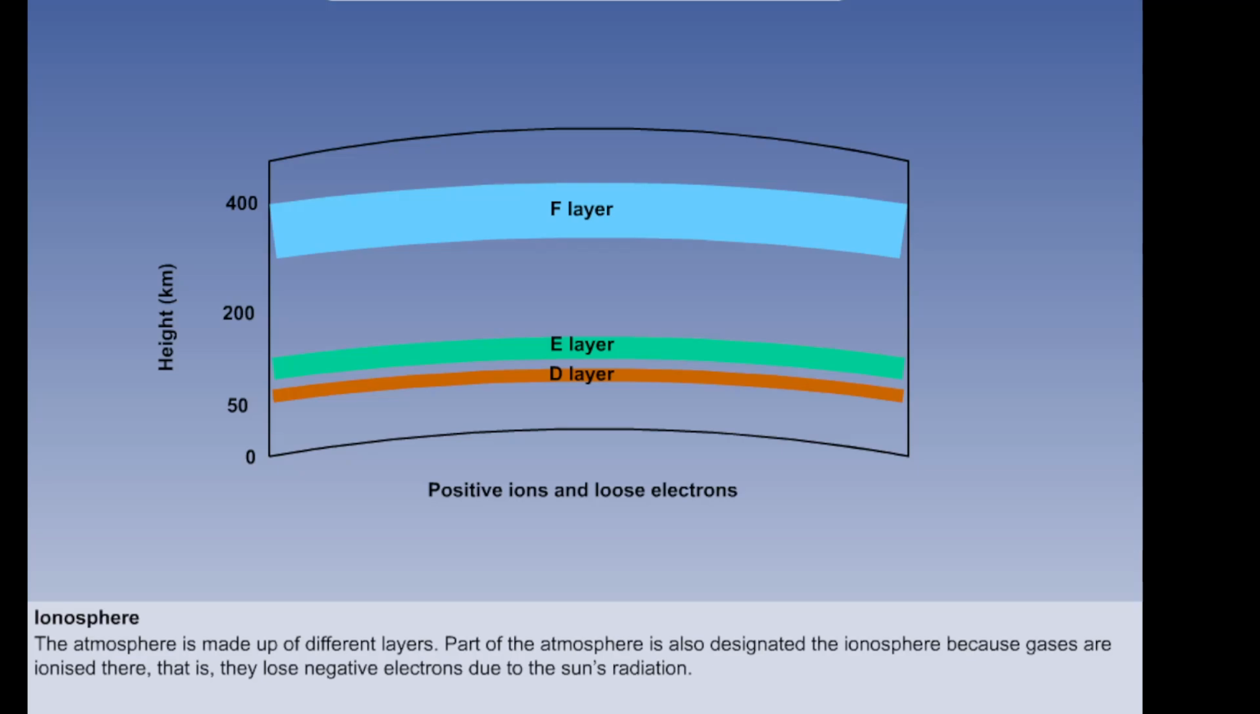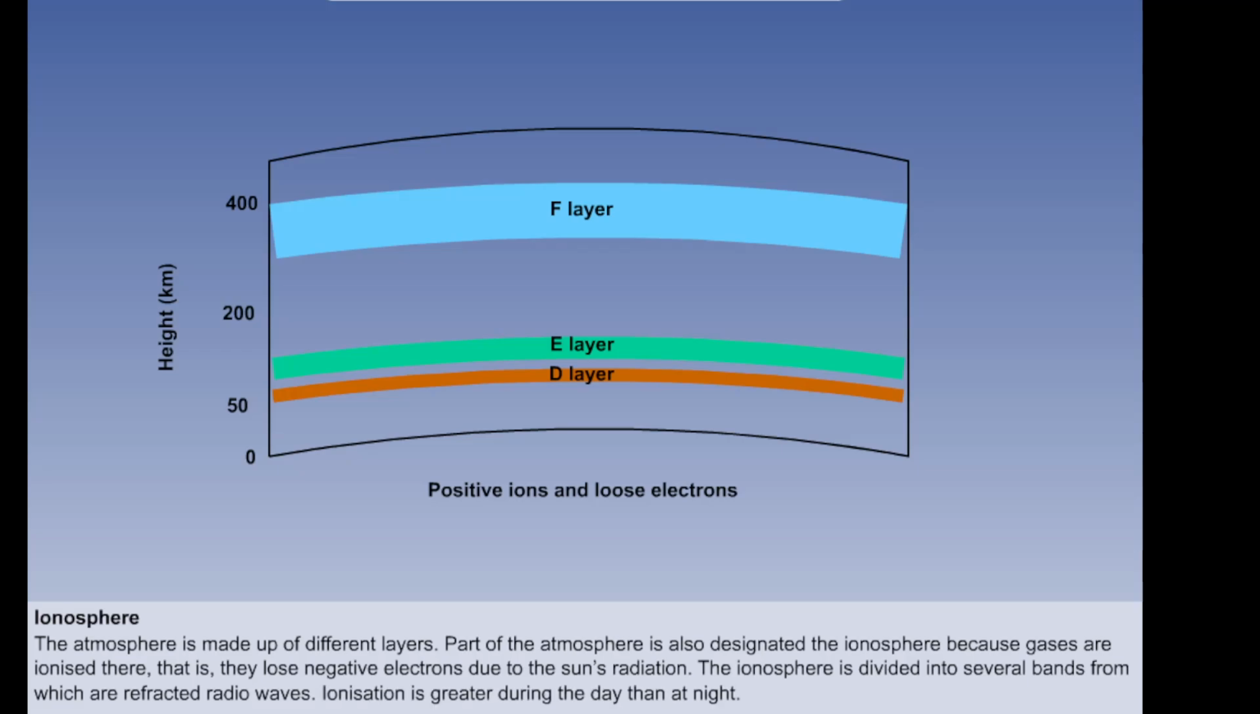Ionization is the process by which negatively charged electrons are dislodged from the outer shells of an atom by ultraviolet light from the sun, leaving the atom with an imbalance of positive ions. When gas is in this state, it is known as plasma. The extent of the ionization is such as to create bands of negatively charged electrons, and it is these bands, or layers, which refract radio waves.